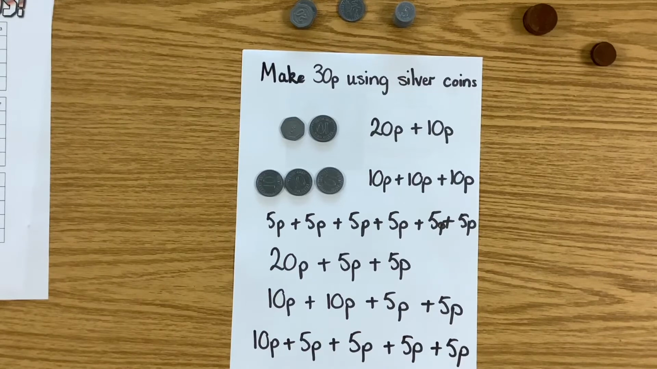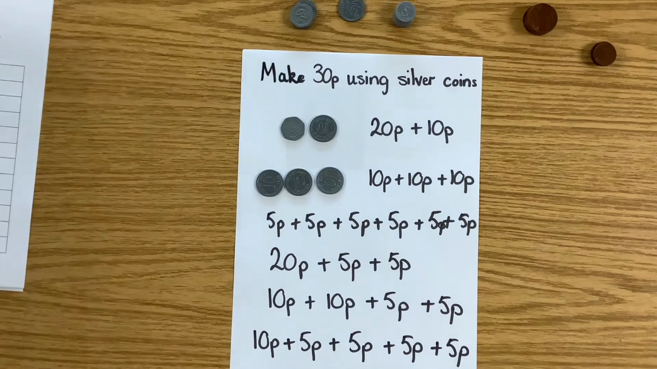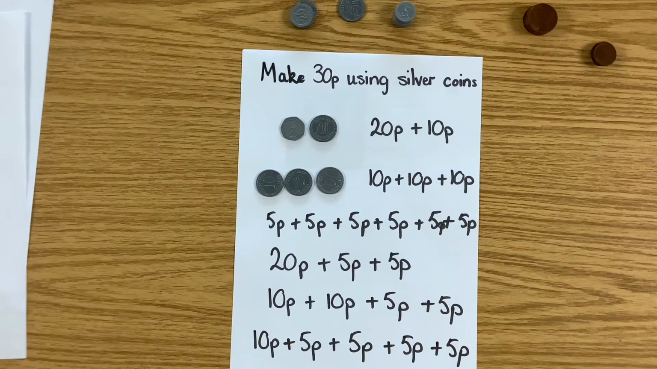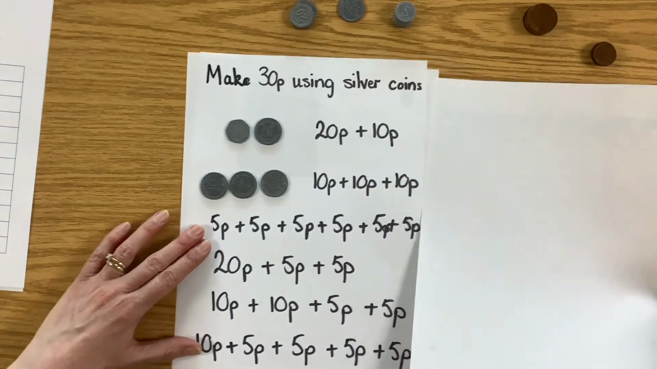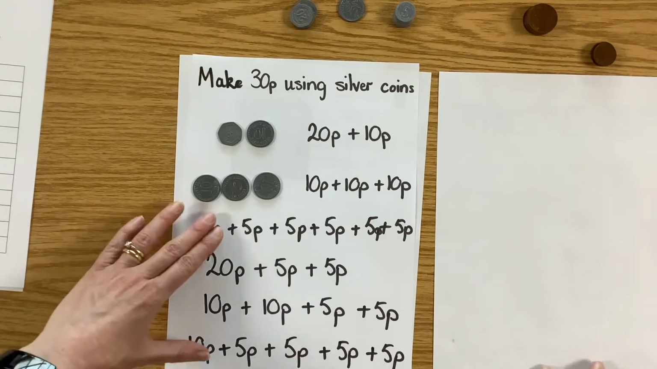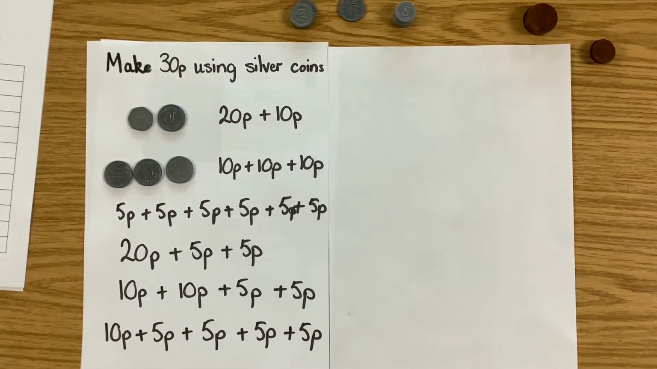Altogether, I came up with 6 different ways to make 30p using silver coins. How many ways did you get, P6? Did you manage to get 6 ways as well? Now, what I'm going to do is see if there's another way that I could write those answers down. I'm going to turn it into what's called an organised list. In an organised list, we're simply taking our answers, but we're going to try to make them a little bit more organised. Write them down in a way that perhaps makes a little bit more sense.